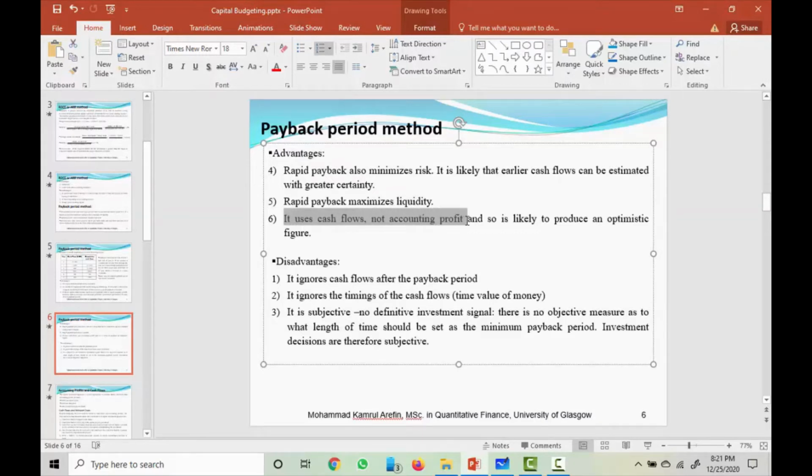It uses cash flows, not accounting profit, so it is likely to produce an optimistic figure. So this method does not focus on profit. This method focuses on cash flows. In finance, we mainly prefer to deal with cash flows rather than accounting profit. So this method will consider cash flows, not accounting profit, because accounting profit is very subjective.